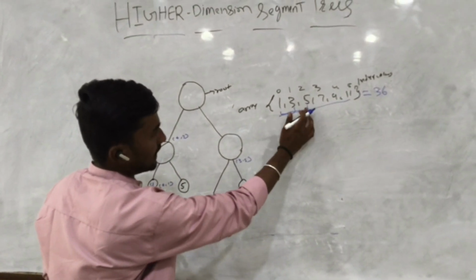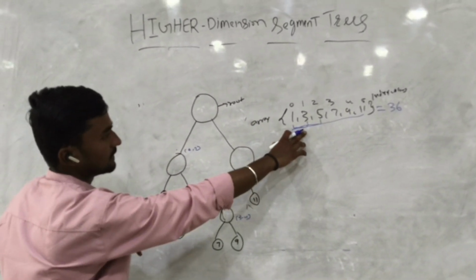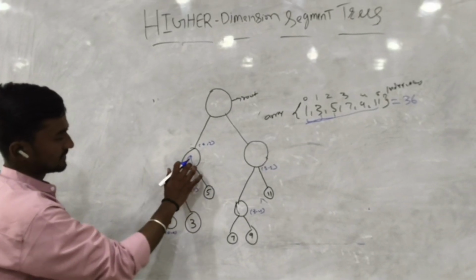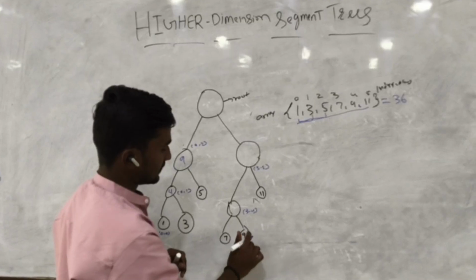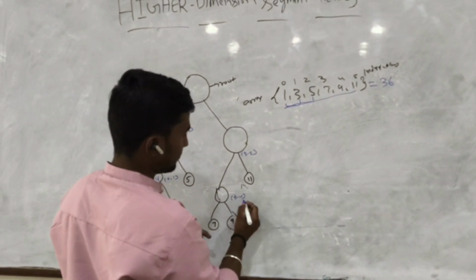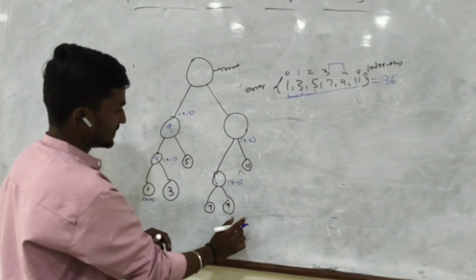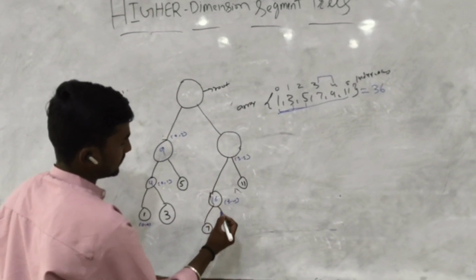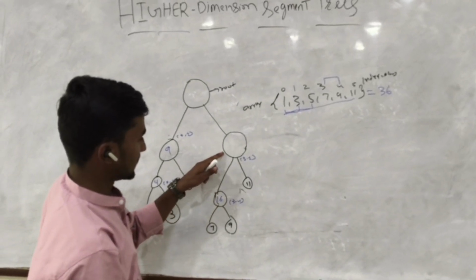For 0 to 2, we have 5, 3, and 1. We add them and it will be 9. You can see here 5 and 4 is 9. Same here: 7 and 9 make 16, so 16 comes here.